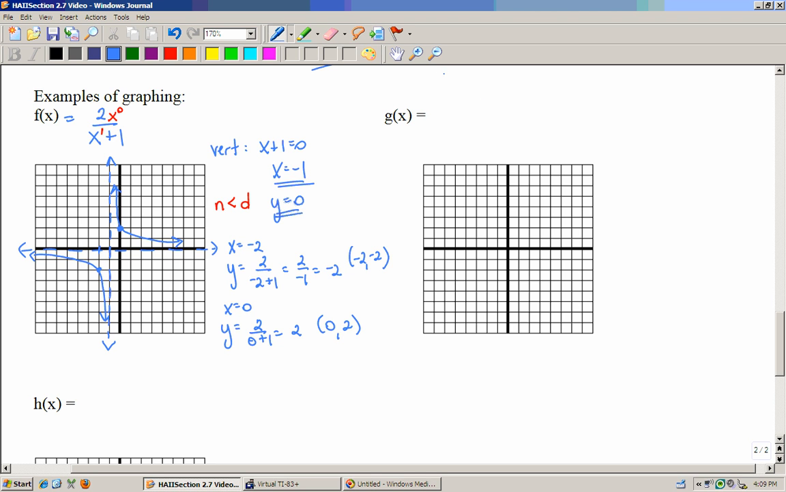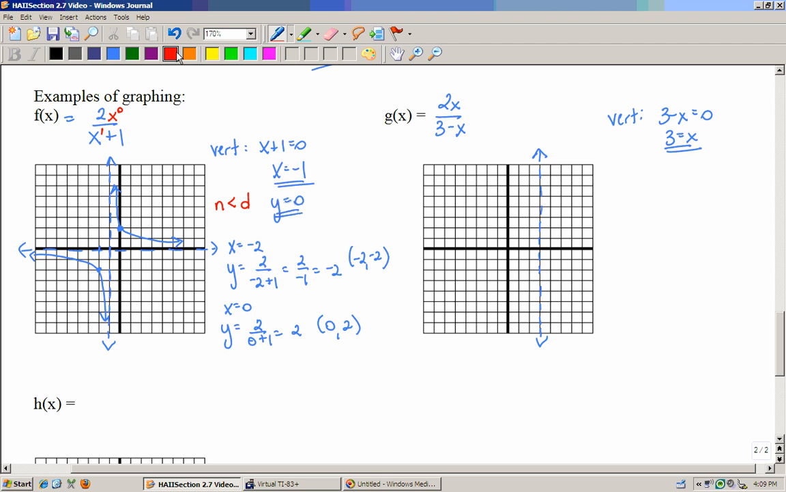If we're looking at the next example, g of x is equal to 2x over 3 minus x. In order to find a vertical asymptote, you set the denominator equal to 0. So when 3 minus x equals 0, move the x to the other side. X equals 3 is the vertical asymptote. That's going to be a line that's graphed as a dotted line, and the graph will approach it.